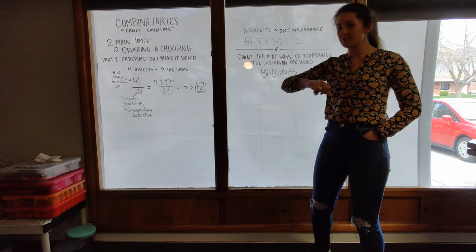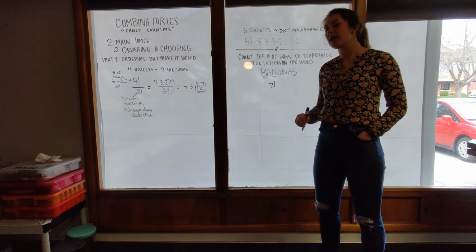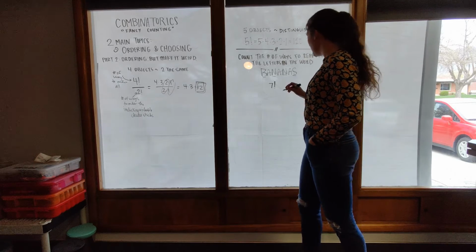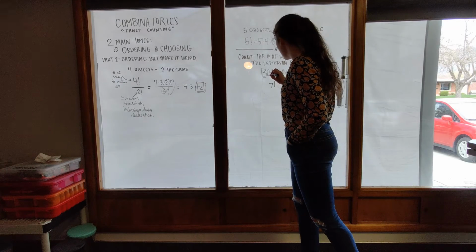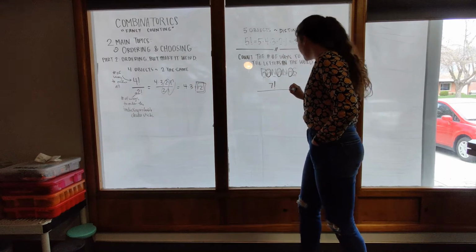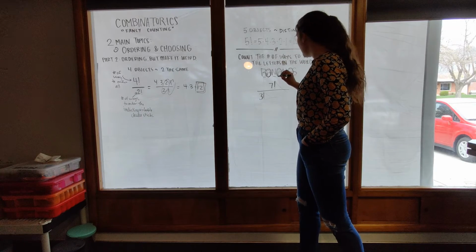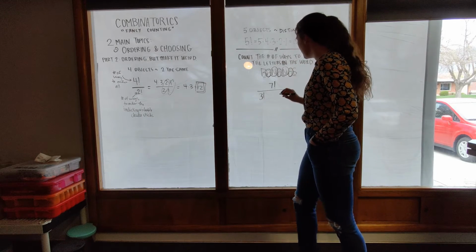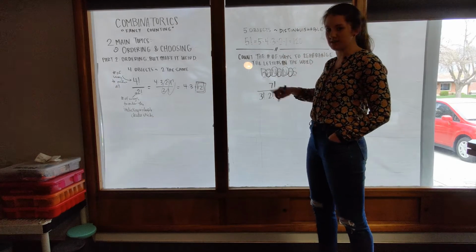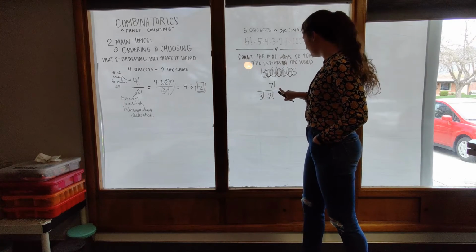So if all the letters were different, there would be 7 factorial ways to rearrange the letters, right? But we have these repeated letters that we can't tell the difference between. So we have 3 A's. Okay, so we're going to have to divide by 3 factorial because of the A's. And then we have 2 N's repeated. So we're going to have to divide by 2 factorial because of the N's. There's only one of the B's, so we can't get that confused. There's only one of the S. So this is our final answer.